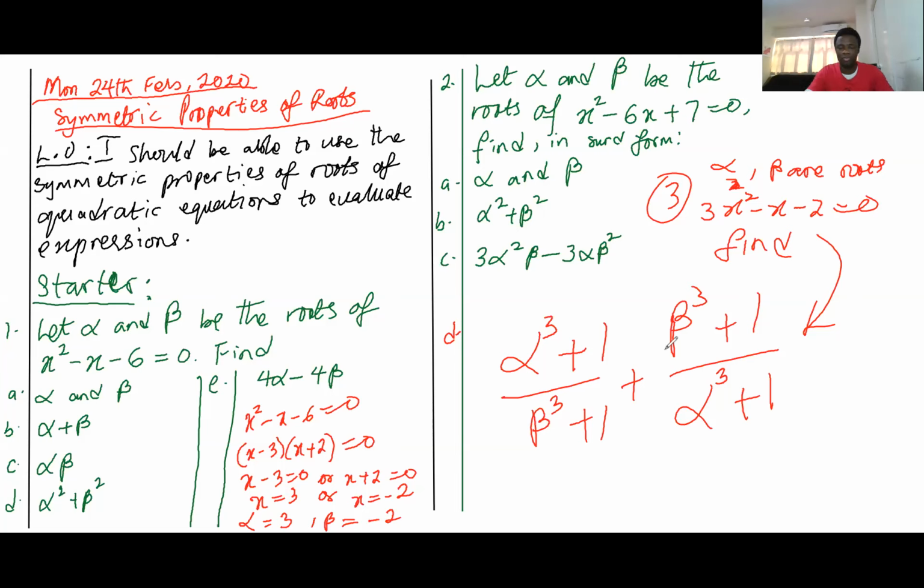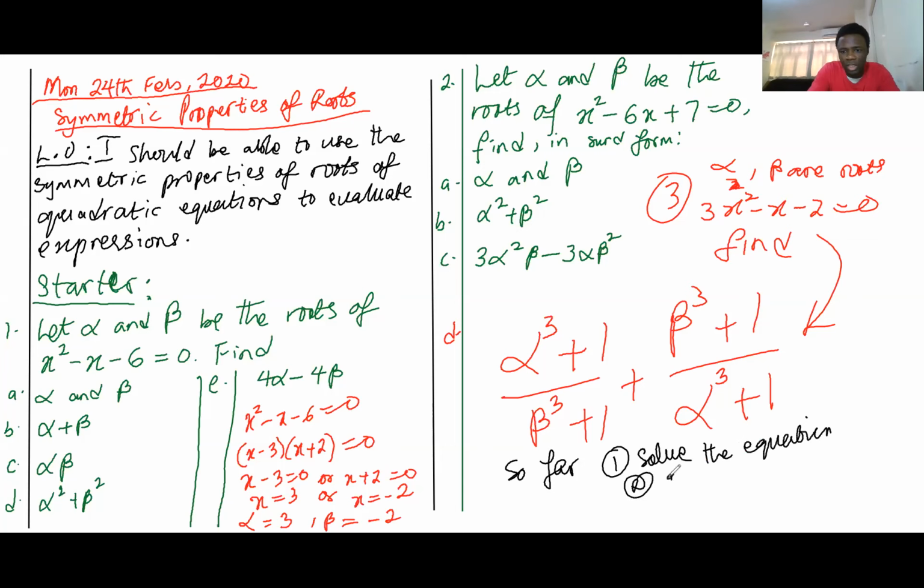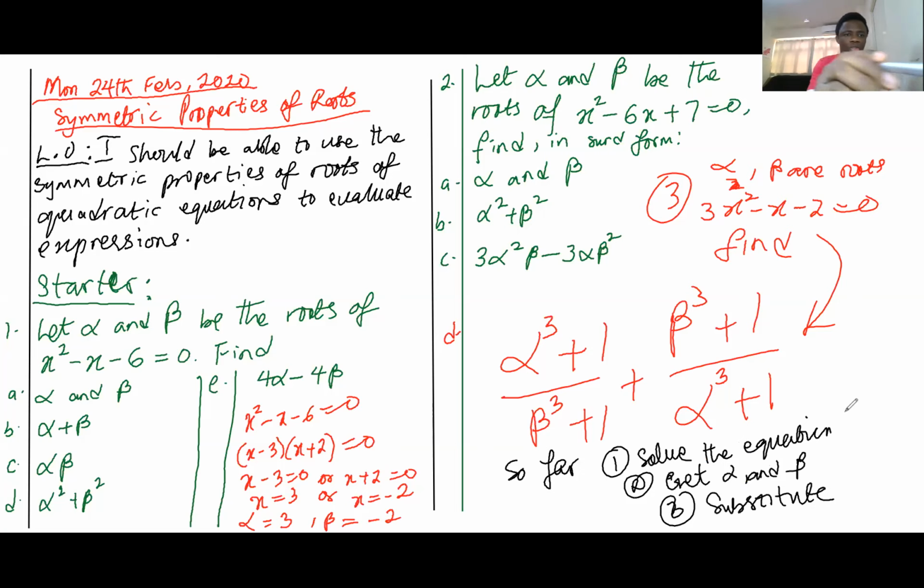So basically, for now, we have to go through these steps so far. The first step is to solve the equation. The second step is to get alpha and beta. And the third step is to substitute into the expression. Am I right, everyone? Yes. Now, what I told you, you don't have to solve the equation.